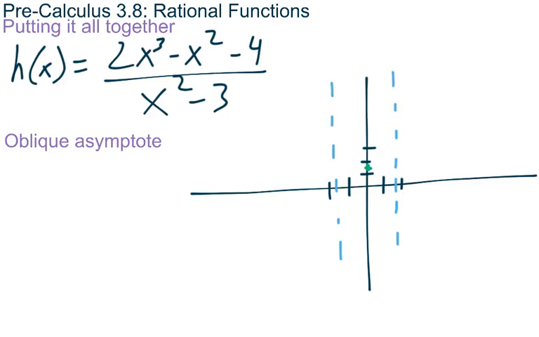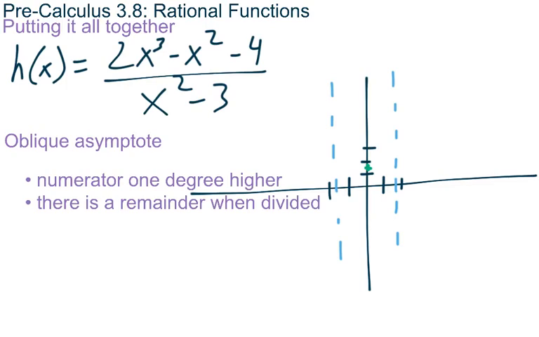And it also only exists if, when you divide this out, you end up with a remainder. So oblique asymptotes only happen under these very special circumstances, when the numerator is 1 degree higher than the denominator, and there is a remainder when you actually divide.